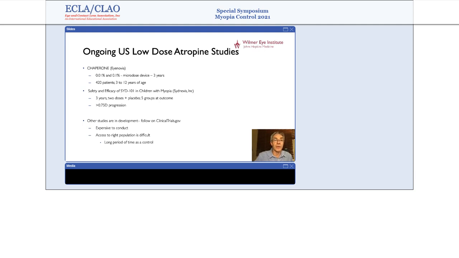Other studies are in development here. These are by no means going to be the end of the story. Follow them on clinicaltrials.gov. These are expensive to conduct. Access to the right population is difficult, and it may become more difficult with the ability to recruit controls for a long period of time.